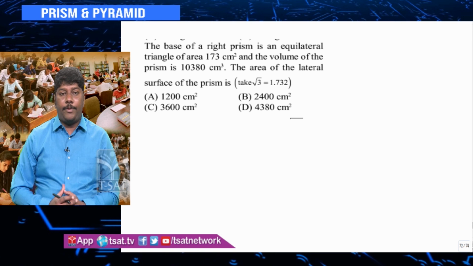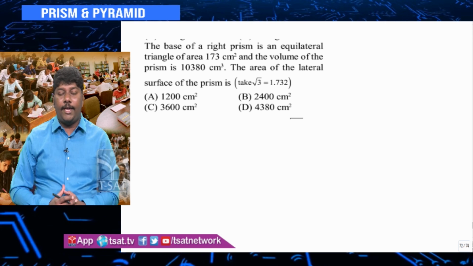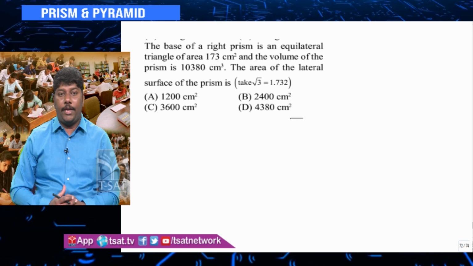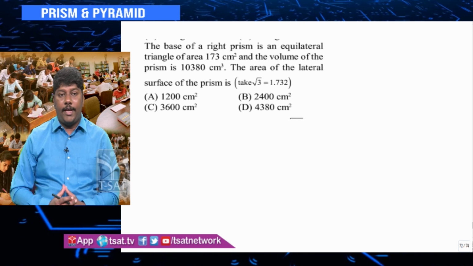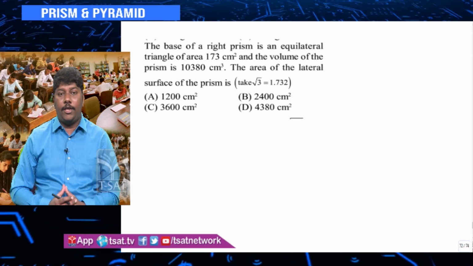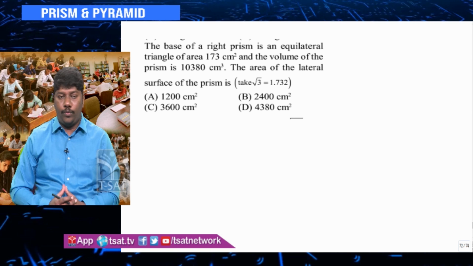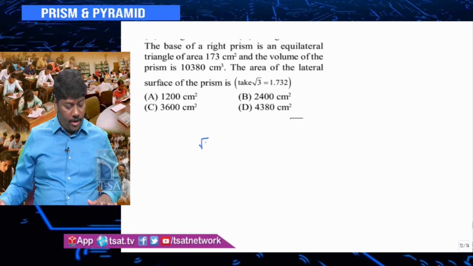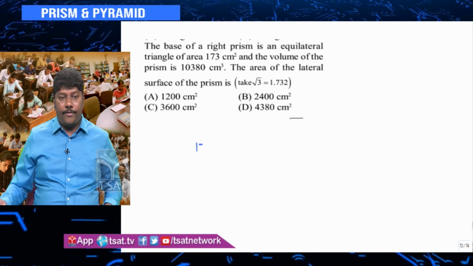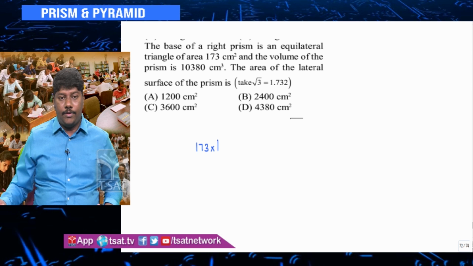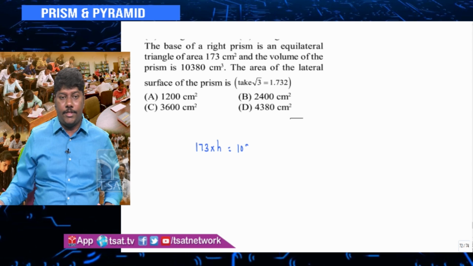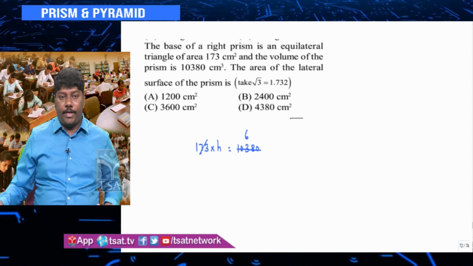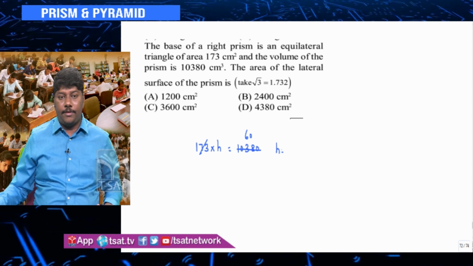Look at this: the base of a right prism is an equilateral triangle, area 173 centimeters square. The volume of the prism is 10380 centimeters cube. Find the area of the lateral surface of the prism, take √3 is equal to 1.732. Base area into height: 173 into height is equal to the volume 10380. 1s are 60s are. Therefore, height is equal to 60 centimeters.